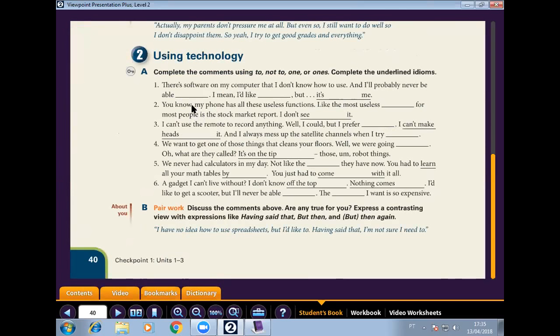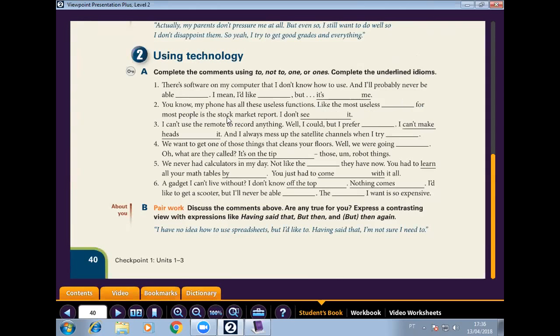Okay, continuing. He says, my phone has all these useless functions, like the most useless. So I'm going to substitute "one" for "function." Like the most useless function, so you can say "the most useless one for most people," because we're talking about functions, okay?